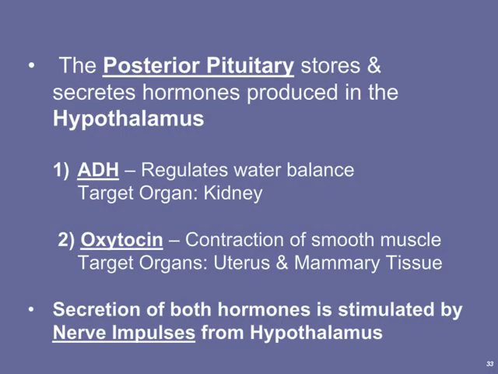So the big picture here is that the posterior pituitary doesn't actually make any hormones. Instead, it stores two hormones that are originally produced in the hypothalamus. These include the hormones ADH and oxytocin. ADH stands for antidiuretic hormone.